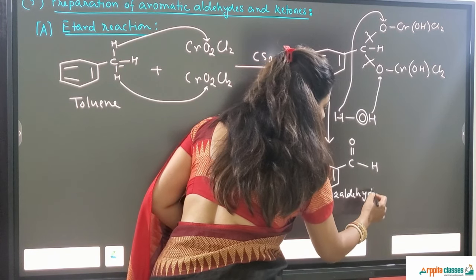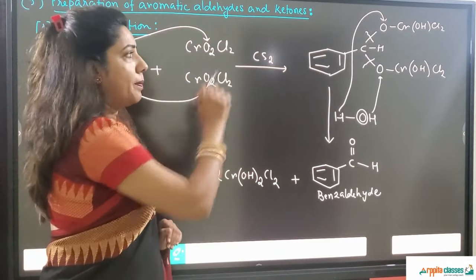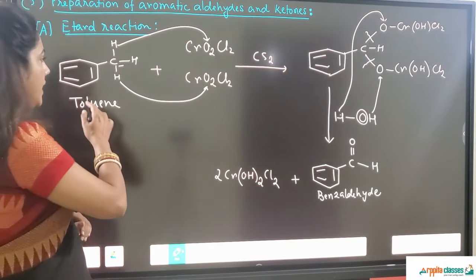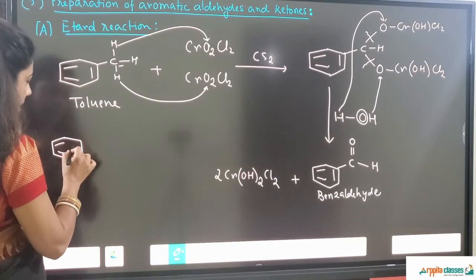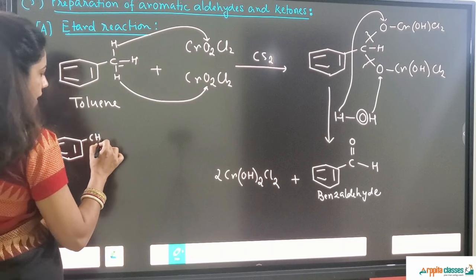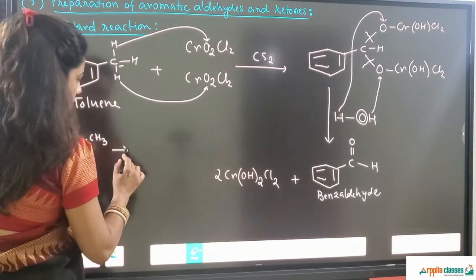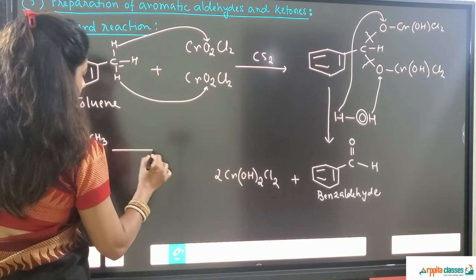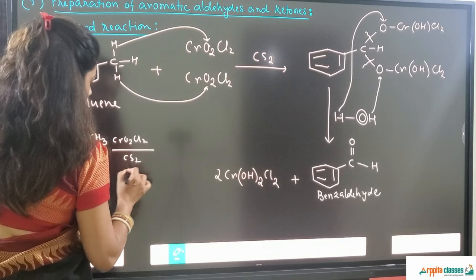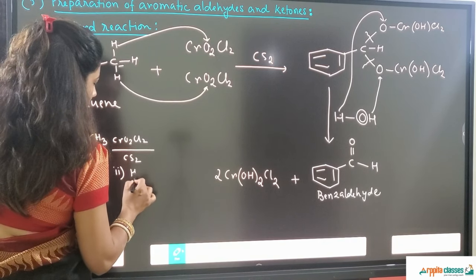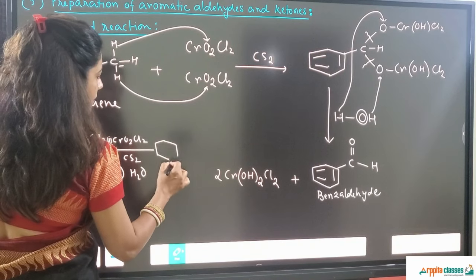Benzaldehyde. This is called the Étard reaction. Sometimes writing this complex is difficult, so the reaction can be written directly like this. This is my substrate, toluene. It is treated with CrO2Cl2 in CS2, followed by hydrolysis, which can give you benzaldehyde.